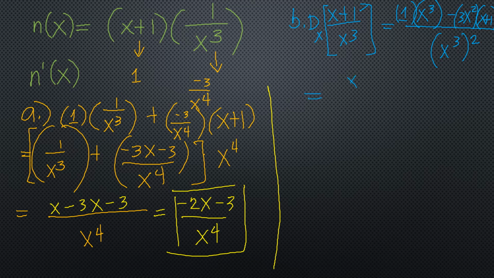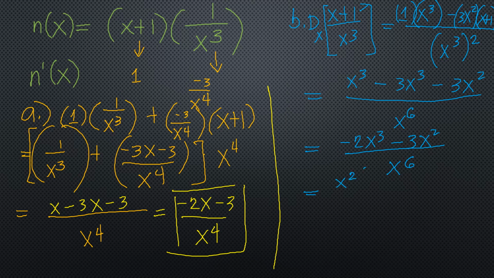That will become x cubed minus 3x cubed minus 3x squared after distributing. This will now be over x raised to 6. Combine like terms, x cubed and negative 3x cubed will become negative 2x cubed minus 3x squared over x raised to 6. Factor it out, we can bring out x squared. Okay? The lower exponent is the one to follow.